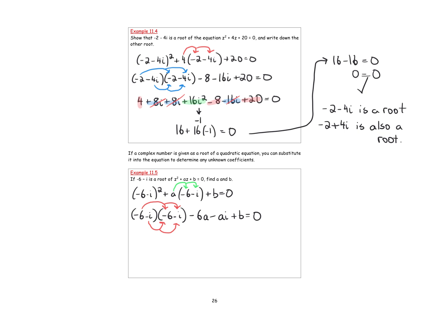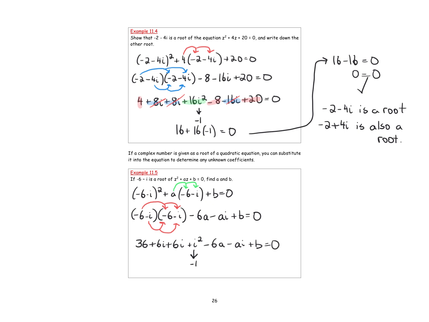Here we have minus 6 times minus 6, which will give us 36. Minus 6 times minus i, which is plus 6i. Minus i times minus 6, which is plus 6i. And finally, minus i times minus i, which will give us plus i squared. Then we'll have minus 6a minus ai plus b is equal to 0. Next, I can see I have an i squared here. I'm going to replace that with minus 1, meaning I'll be left with minus 1 there instead of the i squared.